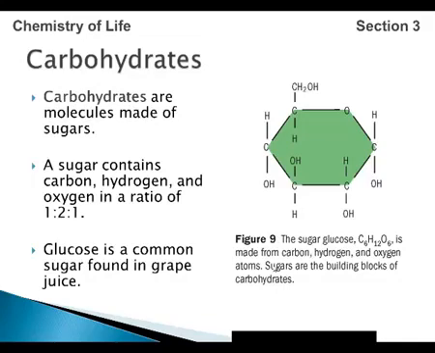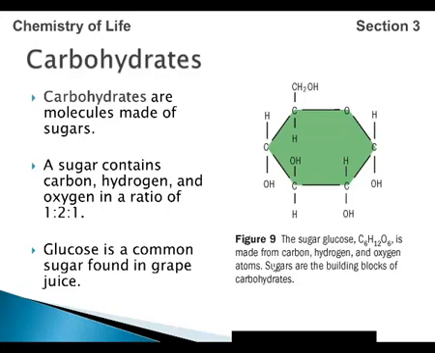Carbohydrates are molecules made of sugars. A sugar contains carbon, hydrogen, and oxygen in a ratio of 1 to 2 to 1. Glucose is a common sugar found in grape juice. It's also found in a number of other substances. Glucose is important for your body. It is the source of sugar that your body uses for energy, for the production of energy.